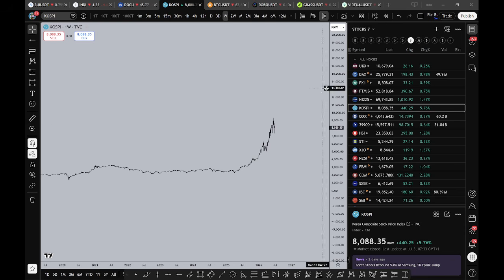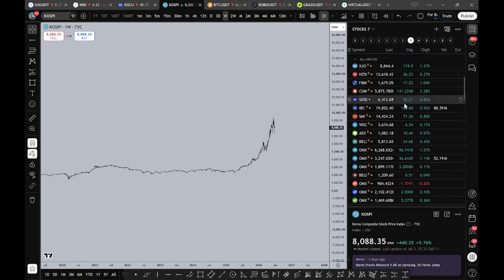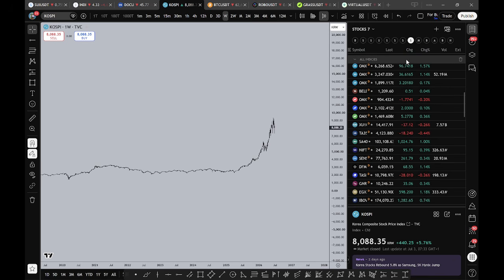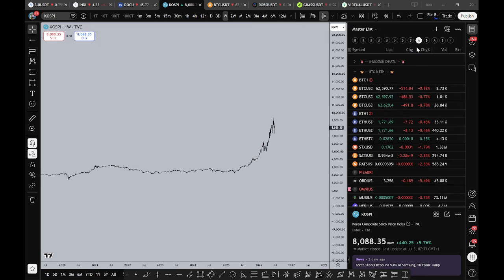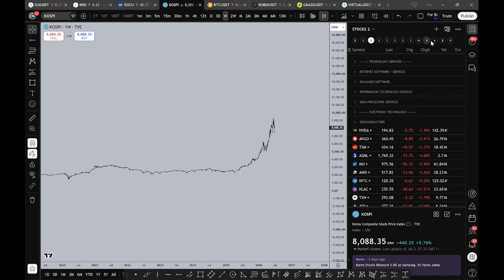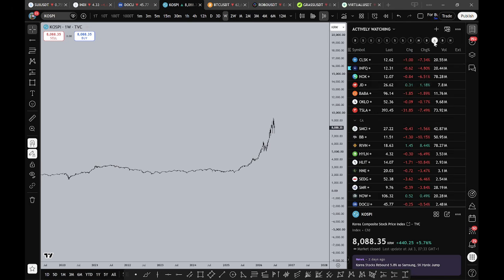But we see that rotating into medical, right? We very clearly see that rotating into medical as we speak. So if we look at the medical, if we go through some of the tickers, let's just see if we can spot anything. So, actively watching.